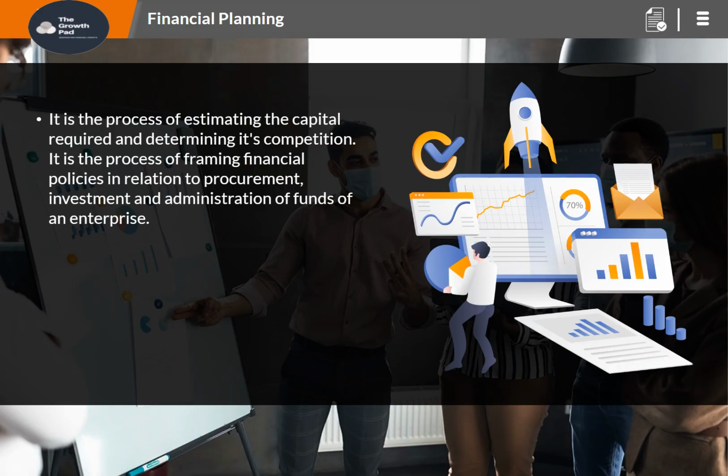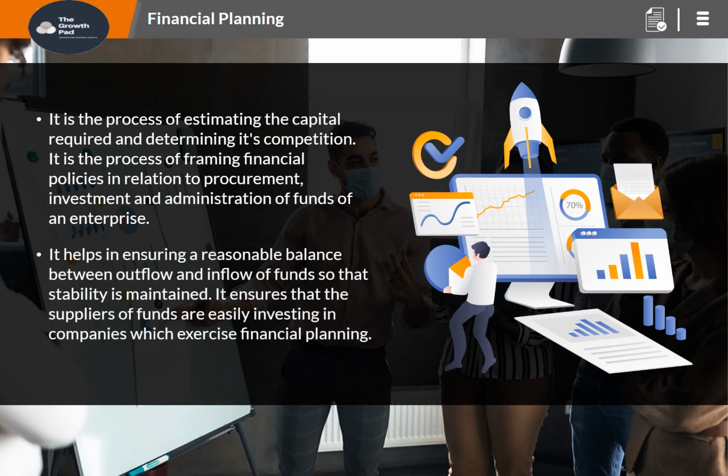It is the process of framing financial policies in relation to procurement, investment and administration of funds of an enterprise. It helps in ensuring a reasonable balance between outflow and inflow of funds so that stability is maintained. It ensures that the suppliers of funds are easily investing in companies which exercise financial planning.